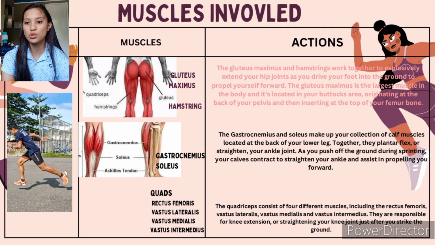The next is the gastrocnemius and soleus. So the gastrocnemius and soleus make up your collection of calf muscle located at the back of your lower leg. So muna siya mga bagtak na part. So together, they plantar flex or straighten your ankle joint.